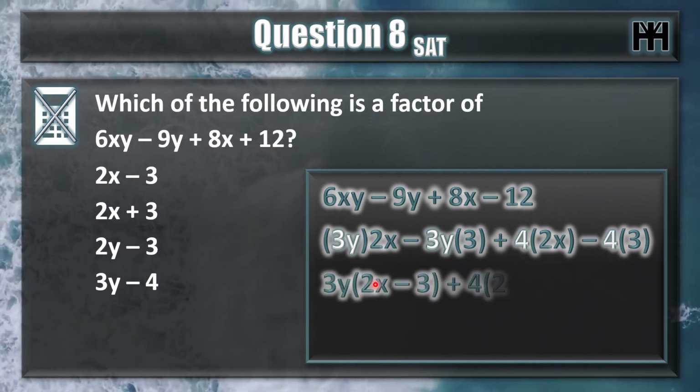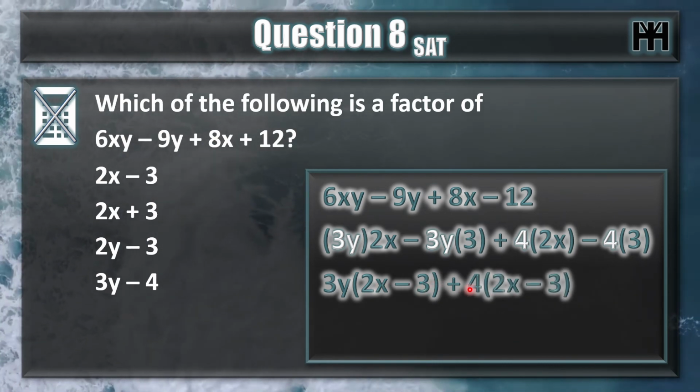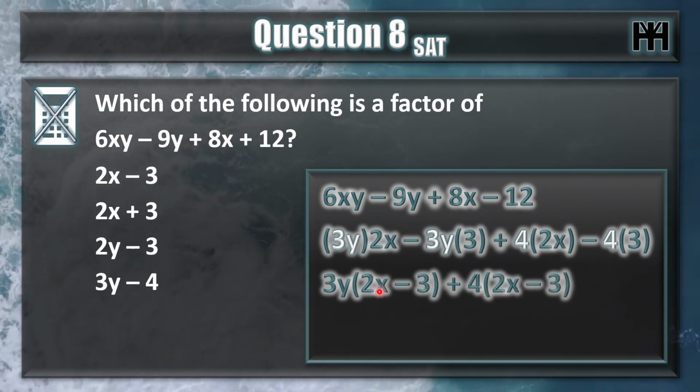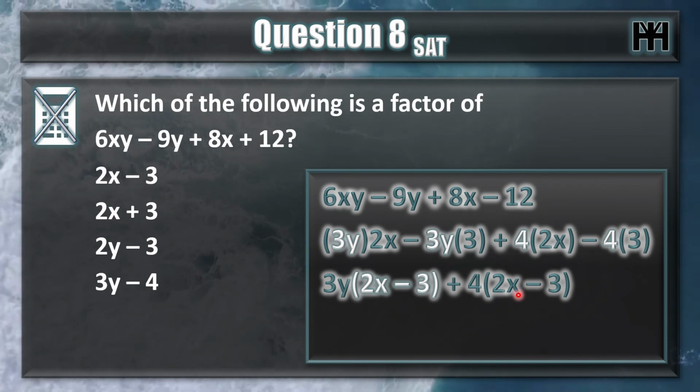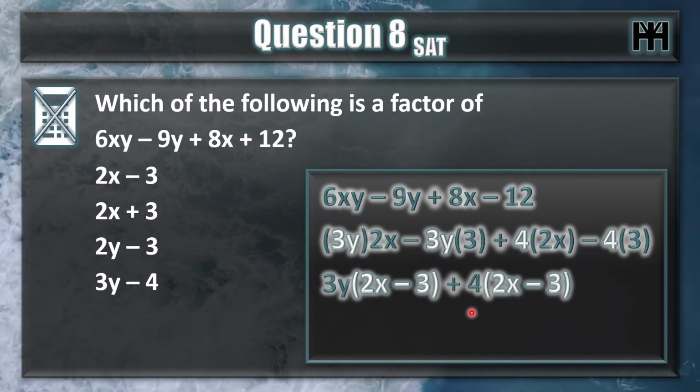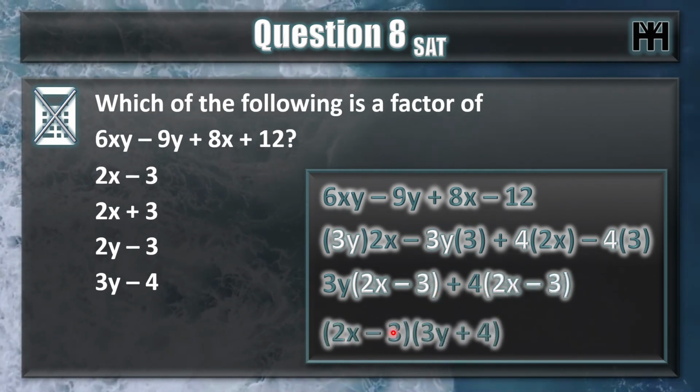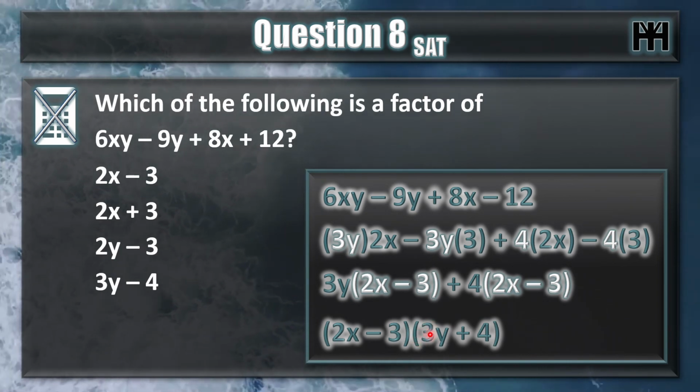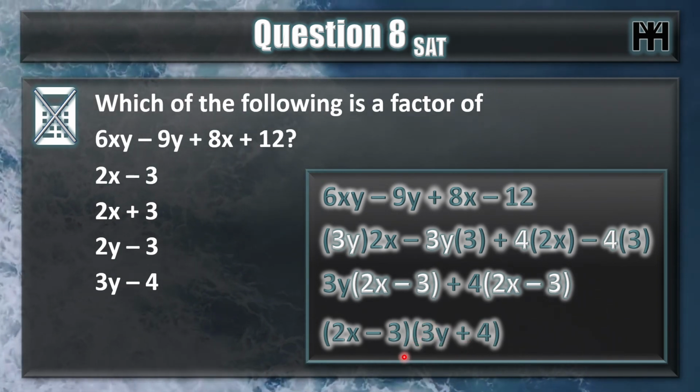It will be 3y(2x minus 3) plus 4(2x minus 3). You see, 2x minus 3 is repeated. We can take it as a common factor. So it will be (2x minus 3) multiplied by (3y plus 4).